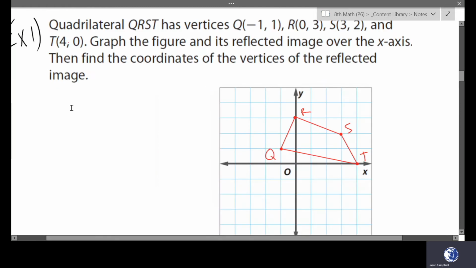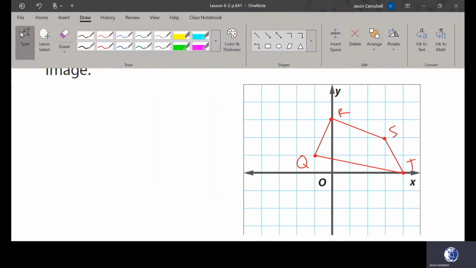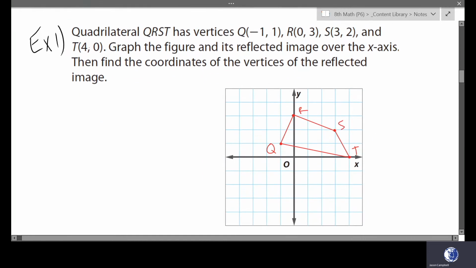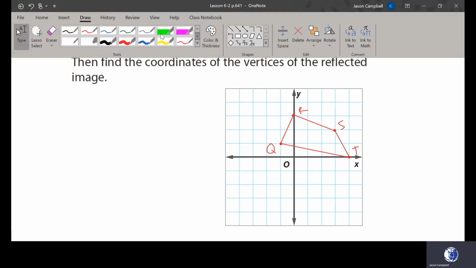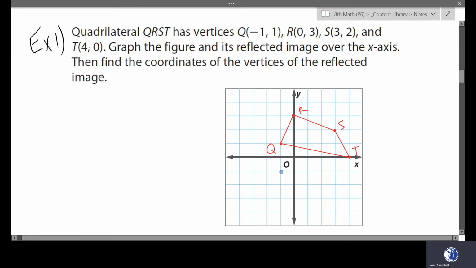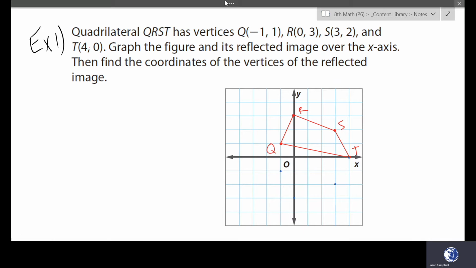So we need to graph the figure and its reflected image over the x-axis. So remember, when we go over the x-axis, we take the y-coordinate and multiply it by -1. So 1 becomes -1, 3 becomes -3, 2 becomes -2, and 0 can stay the same. So as we plot these new points, Q prime is going to go here, right? Because Q was 1 unit above the x-axis, so Q prime is going to be 1 unit below. Same thing with R, is 3 units above, so R prime is going to be 3 units below. S, and then T is going to be the exact same point as it was before.